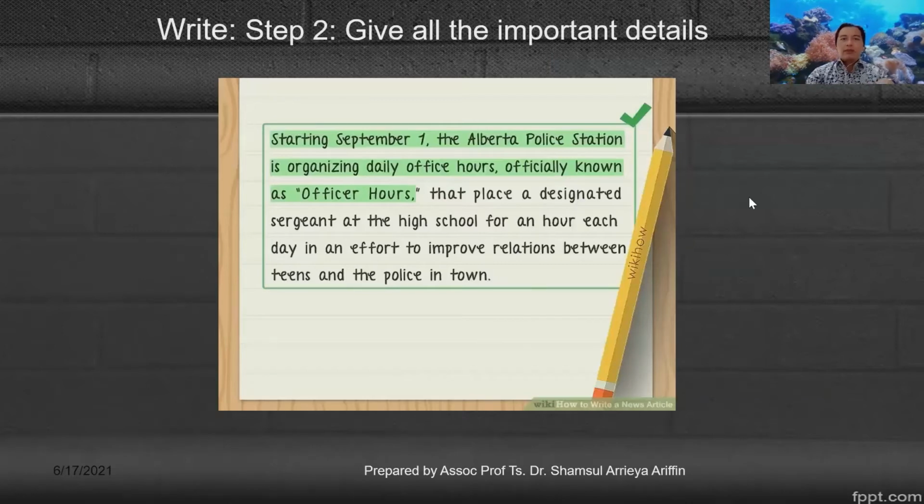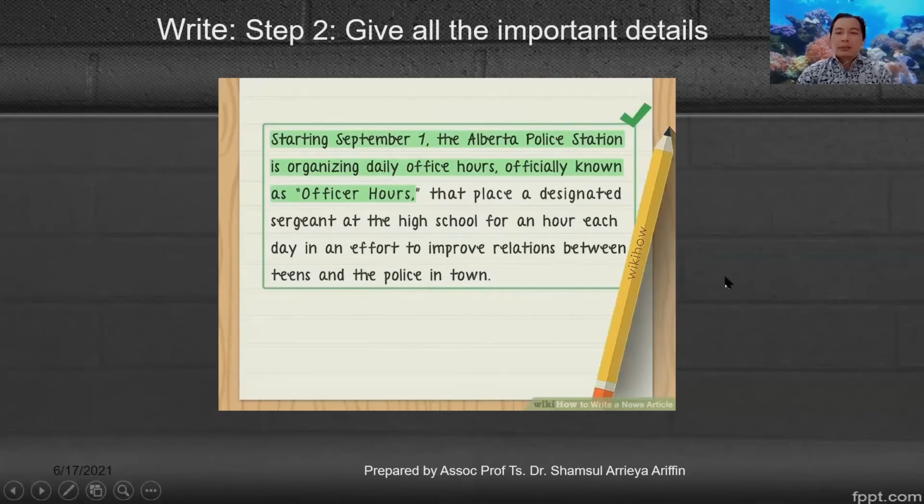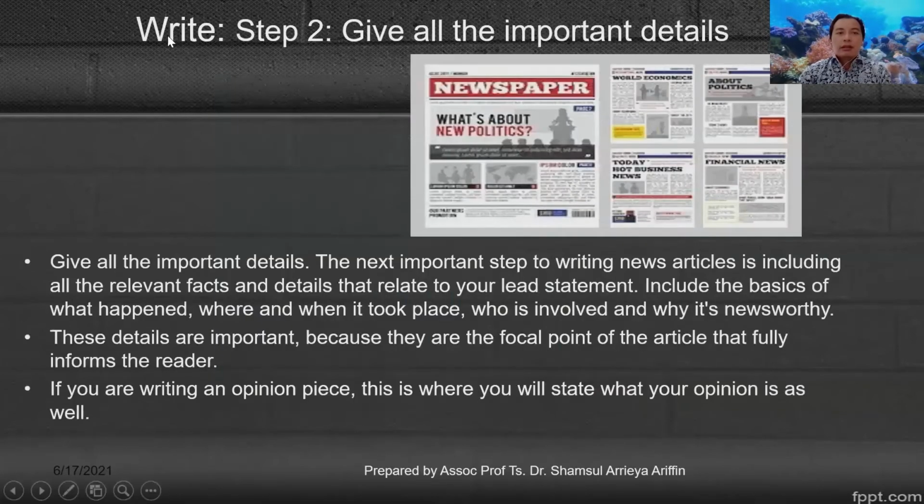So step 2, give all the important details. These are the details of the article about what we discussed just now, the commotion, the police officer and the wild parties. And they say the certain dates, then the organizing of daily office hour, officially known as office hour, that places a deserted sergeant at the high school for an hour each day in an effort to improve relations between teens and the police in town. Okay, right. Step 2, give all the important details.